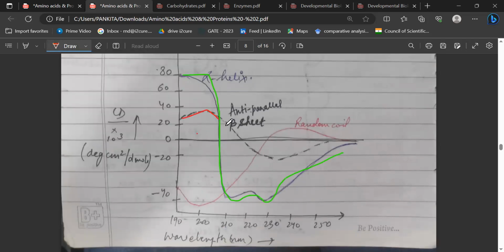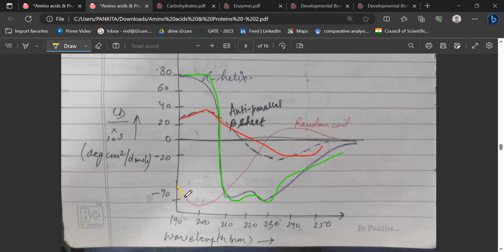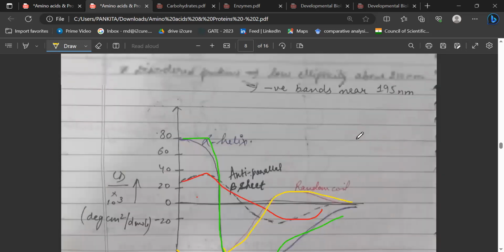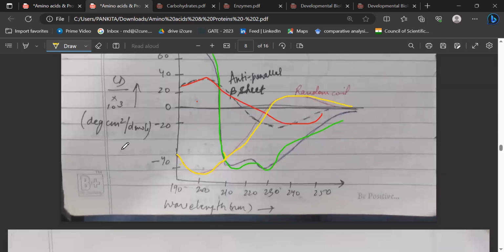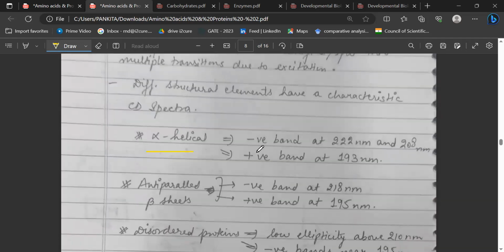This is anti-parallel beta sheets, and the random coil is this one, yellow. Okay, so how you do it is basically the alpha helical structure. They have negative bands at 222 nanometer and 208 nanometer. They have positive bands at 193 nanometer.